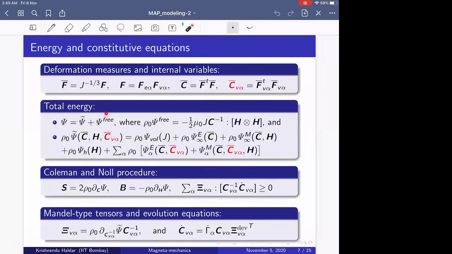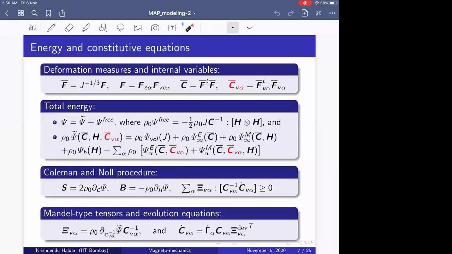So your total energy is the material energy plus the free space energy that the material is occupying. If you do that, you directly get the total Piola-Kirchhoff 2 or PK2 type of stress S, your magnetic induction B, and your second law inequality, the Clausius-Duhem inequality. You have this left over there.